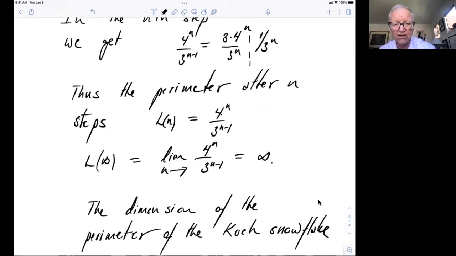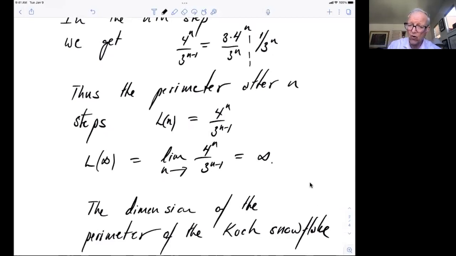Now here you have a formula where if you keep on increasing n, the numerator is going to grow faster than the denominator, because 4 is greater than 3. So in the limit, when you take n all the way to infinity, the perimeter becomes infinite. So even though the original perimeter was 3, when you keep on adding corners, and you do that infinitely often, you get a perimeter that's infinite.